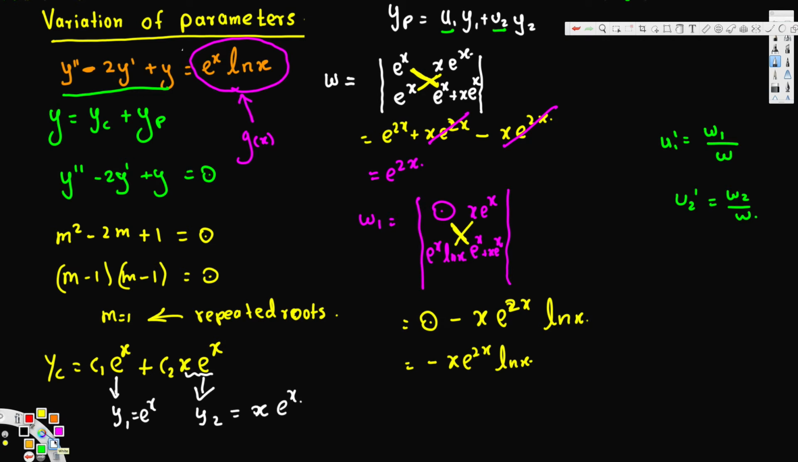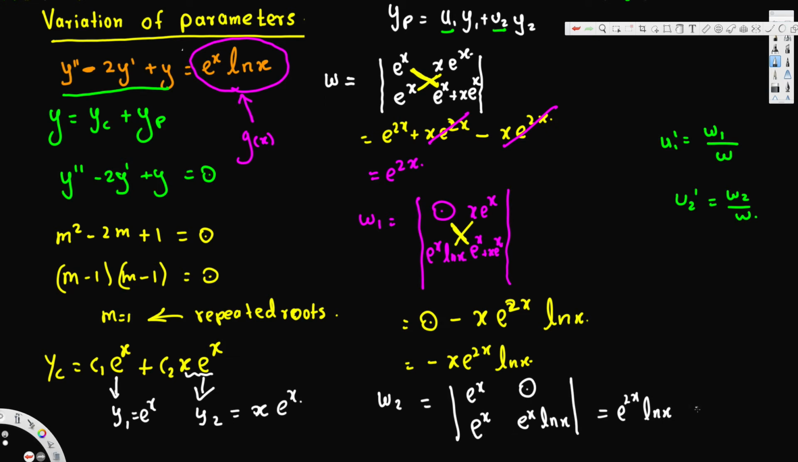Now the next thing is we have to find W2. The only difference is, for W1 we put 0 in the first column, and for W2 we have to put it in the second one. The first term remains e^x, and then the derivative of e^x is just e^x. The second term we put 0, and then we put g(x) below that, that's e^x ln(x). Okay, again we do the determinant. e^x times e^x ln x, that's going to be e^(2x) ln x, and then minus e^x times 0, that's going to be 0, so we can just neglect that. And now we have W1, W2, and W.